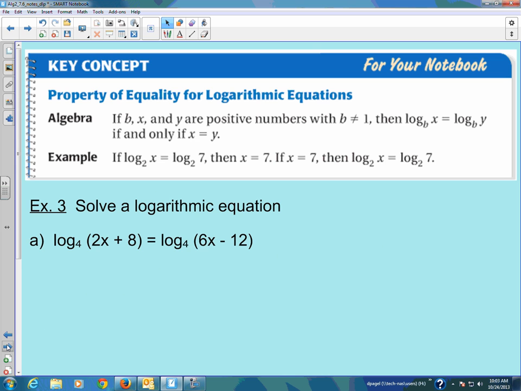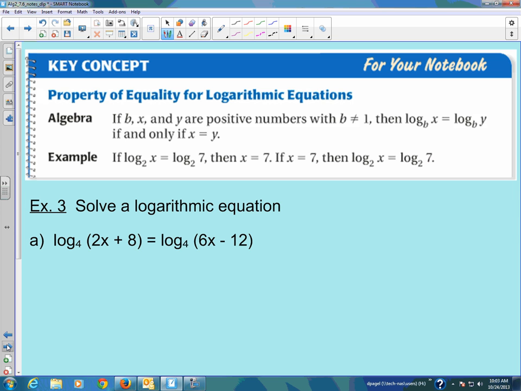All right. Well, we also have the property of equality for logarithmic equations, where if on the left-hand side is a log of some base b, and on the right-hand side is a log of the same base, but you're taking the logs of two different values, in this case log base 2 of x equaling log base 2 of 7, in order for them to be equal to one another, that must mean that x has to equal 7. So this is the same kind of property that was going on with our exponents, but now with logarithms.